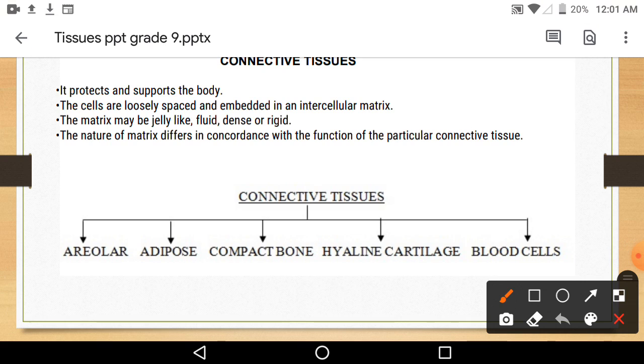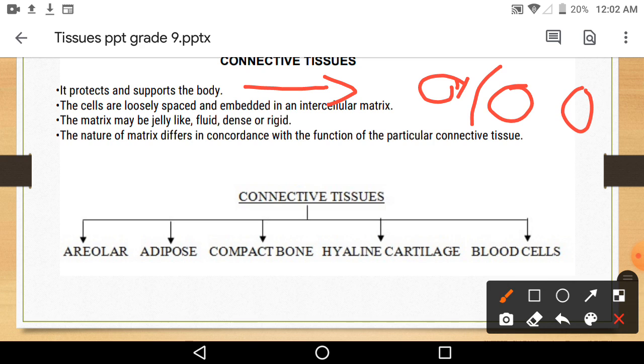Connective tissue protects and supports the body. The name only suggests that it connects. The cells are loosely spaced and embedded in an intercellular matrix. Loosely spaced means they are far away from each other. Like blood, which consists of a fluid called plasma. The matrix may be jelly-like, fluid, dense or rigid. The cells are present inside this fluid-like part, which in blood is known as the plasma. The nature of the matrix differs in accordance with the function of the particular connective tissue.